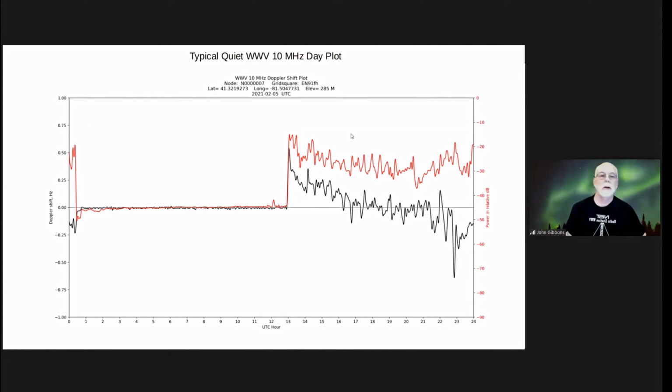10 megahertz, completely different beast. You can see here that during the evening with no signal strength, we're basically sitting right on the money. And that's because the signal strength is strong enough to be able to measure, but not much is going on. At sunrise, this thing snaps up.